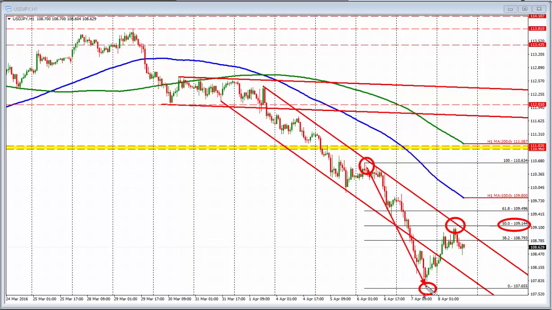We consolidated and then trended to the downside. So we consolidate and then trend. So we came to that 50% retracement level at the 109.14 level. And also we got somewhat close to the topside trend line, the top side of our channel trend line. So you can imagine that sellers lined up here with stops above this line.